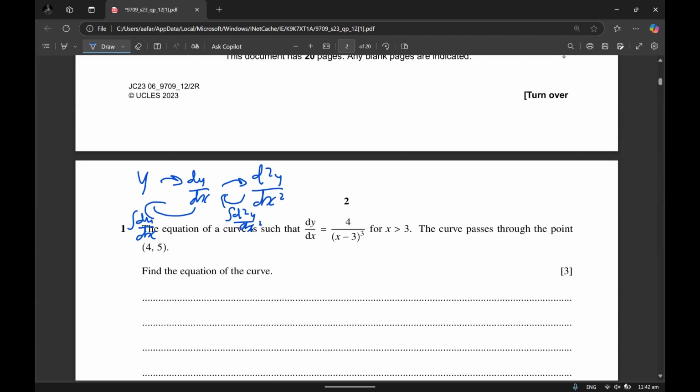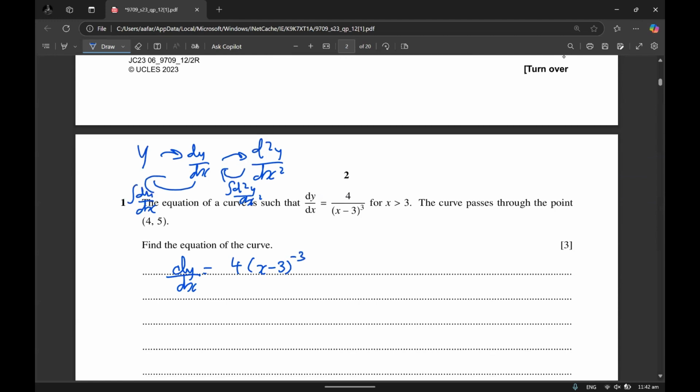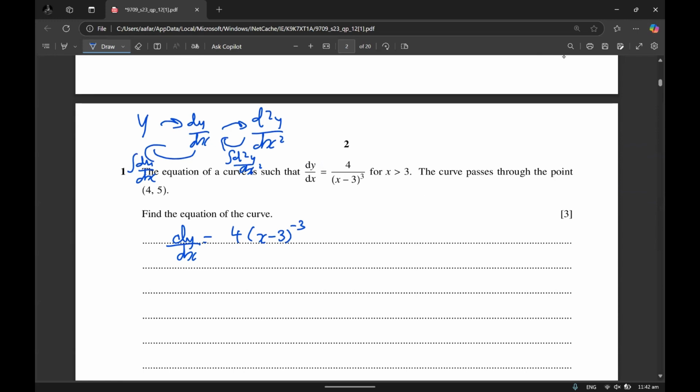So first, to integrate, we will write dy dx in one expression. We bring the (x minus 3) whole cube above. It becomes easy to solve. And then we'll integrate it.